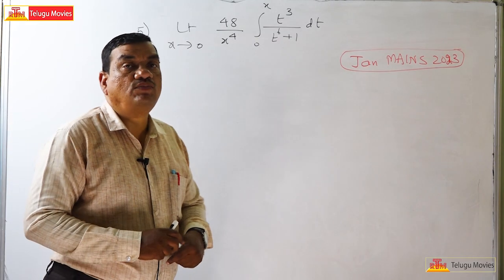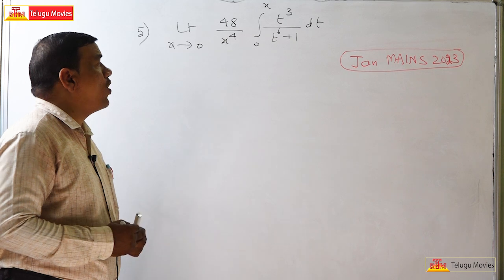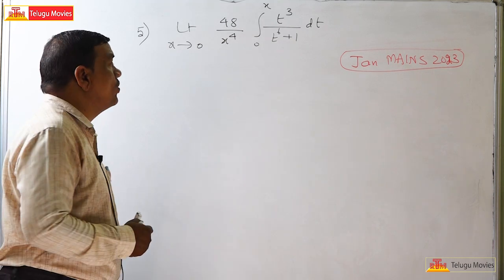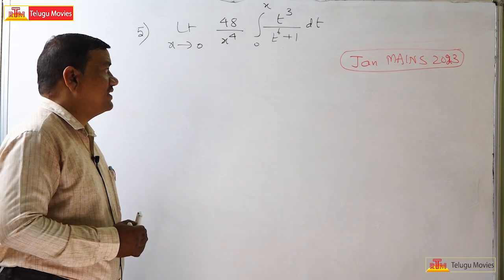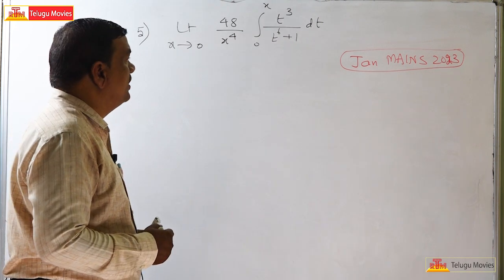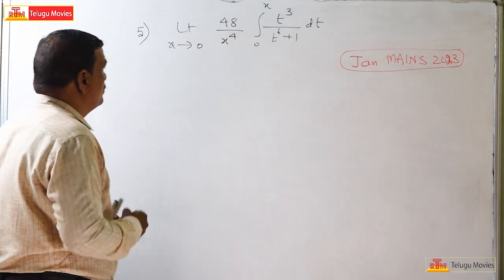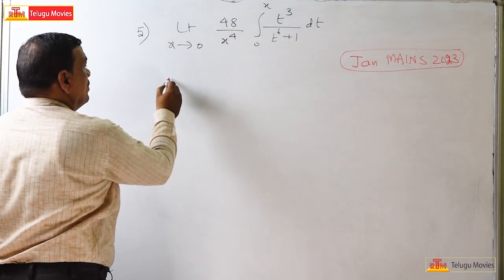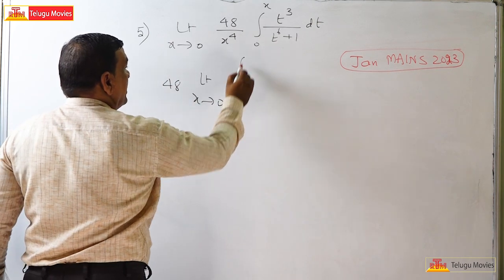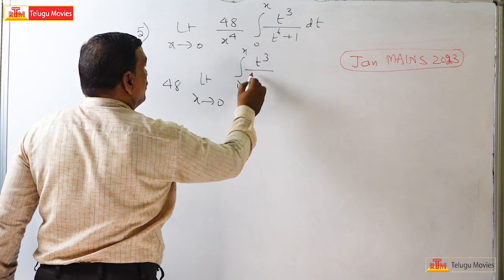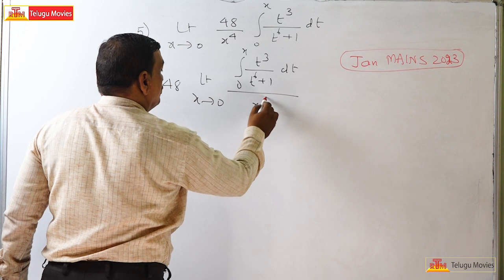Hi students, welcome to this problem. So here, limit x tends to 0, 48 by x to the power of 4, integral 0 to x t cube by t power 6 plus 1 dt. Okay, now how to do this problem? So very easy problem, see here. You simply write down, take 48 common outside. So limit x tends to 0, integral 0 to x t cube by t power 6 plus 1 dt by x to the power of 4.